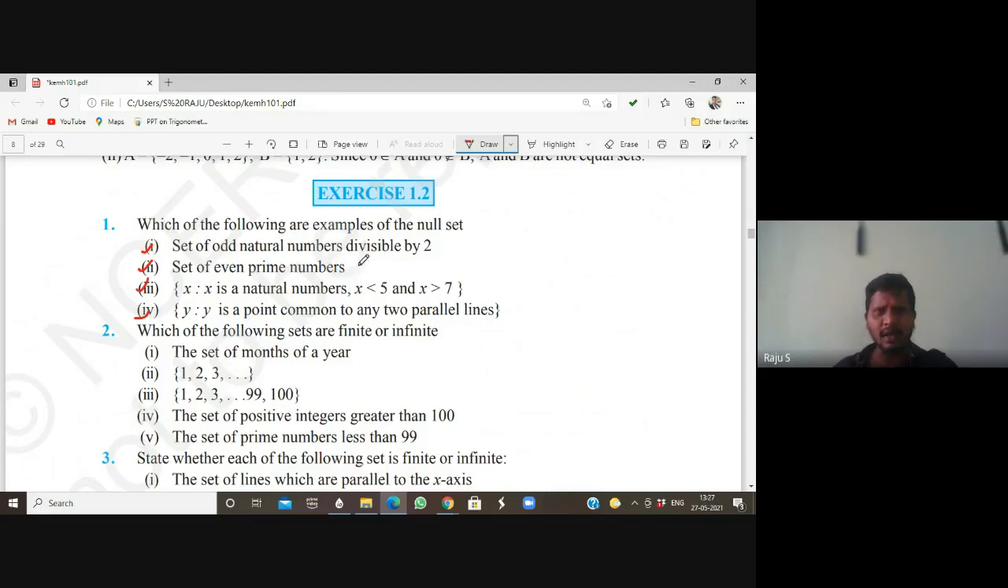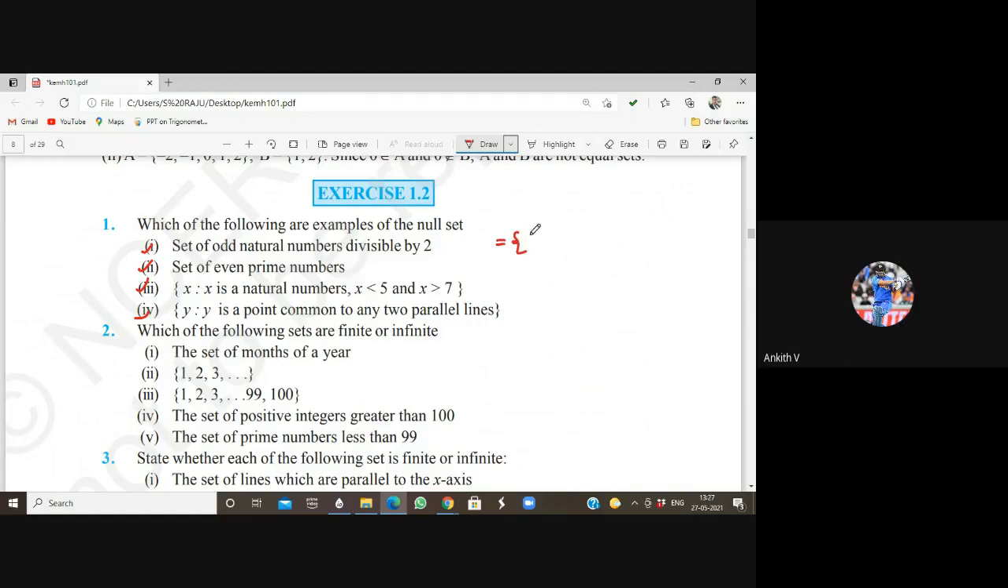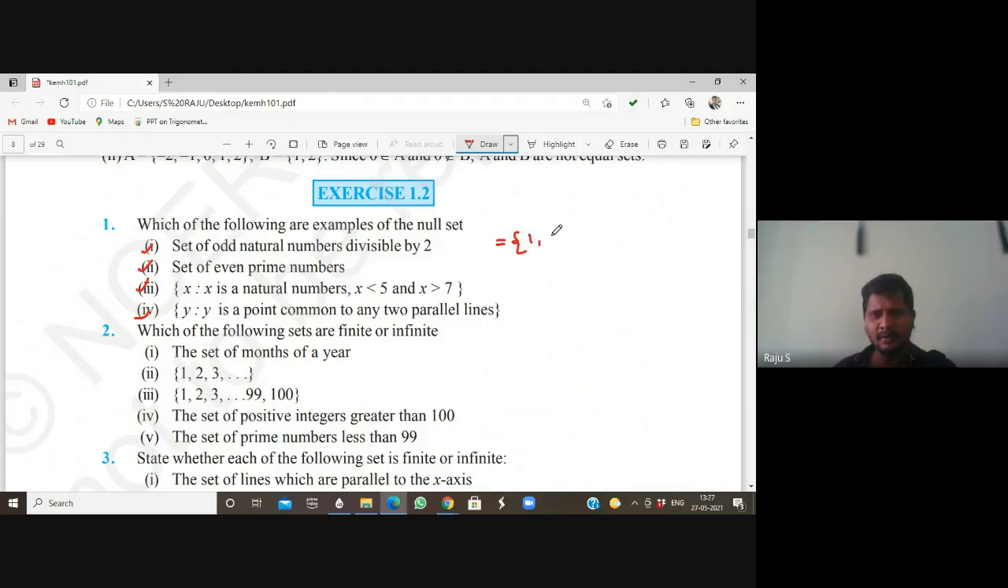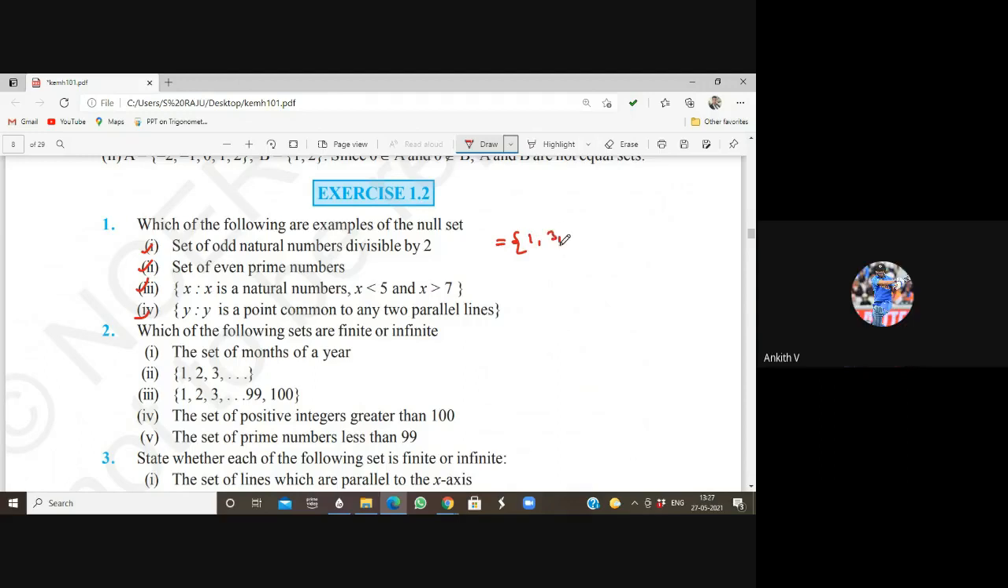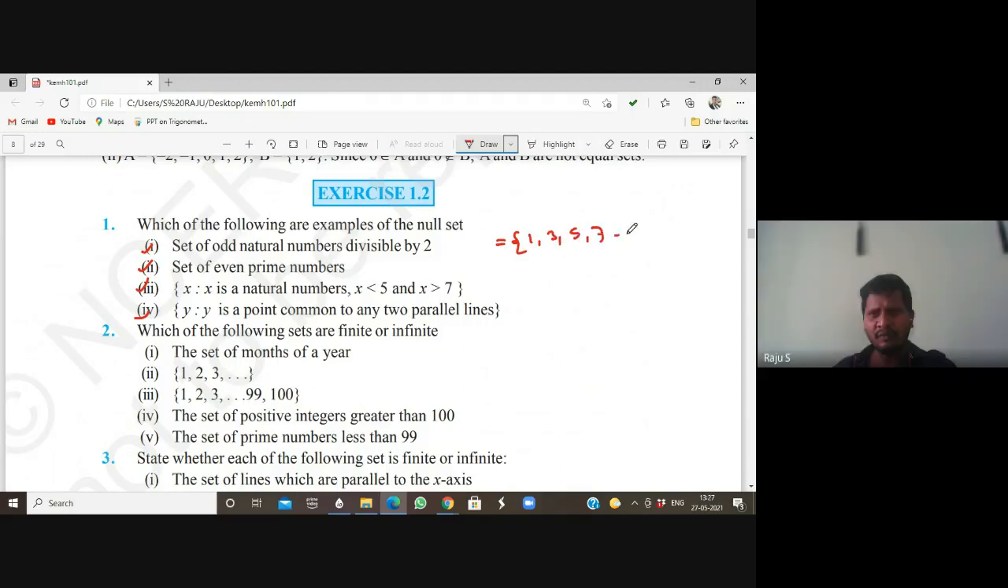What about the first subdivision? The set of odd natural numbers divisible by 2. Is it possible? No, sir. It is a null set. The odd natural numbers are 1, 3, 5, 7, like that. So can you divide an odd natural number by 2? No, it is not possible. It is a null set. Okay, the first one is a null set.